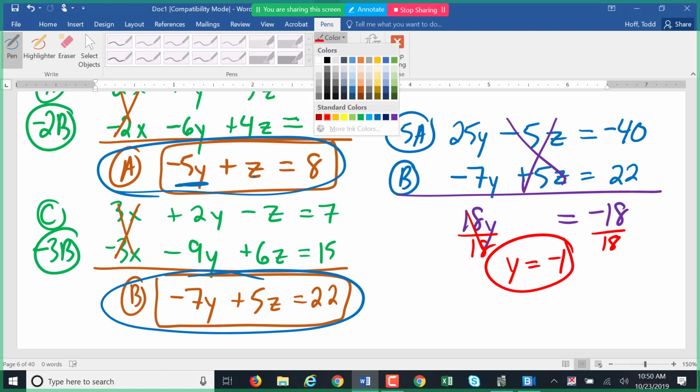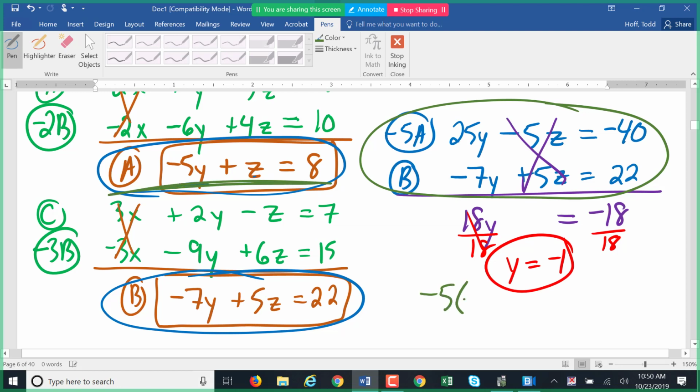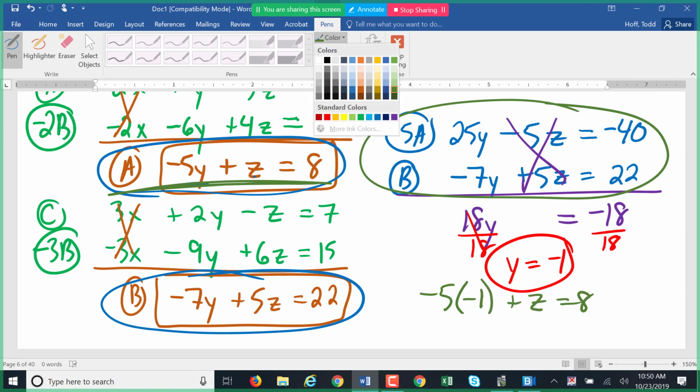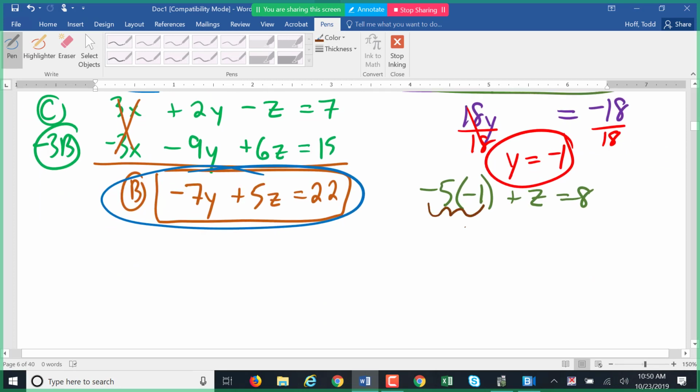Now that we have y, we have to go back and find values for x and z. Well, my previous system here is in terms of y and z, so I'm going to find z next. I'm going to use this version here of equation A. So -5 times y becomes -5 times -1, plus z equals 8. We combine -5 and -1 to make +5, plus z equals 8. And I solve for z by subtracting 5. Get z equals 3.